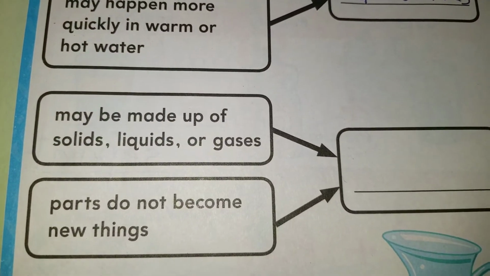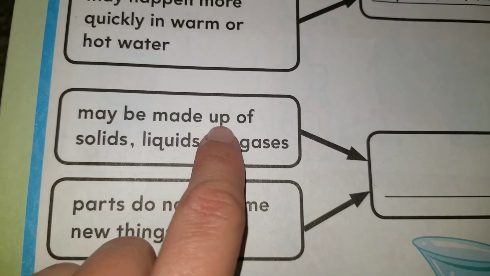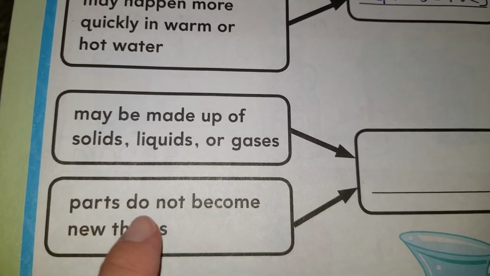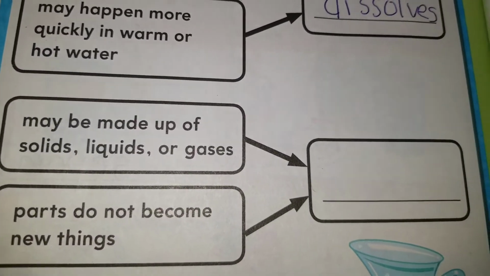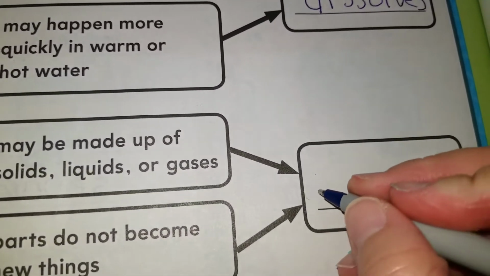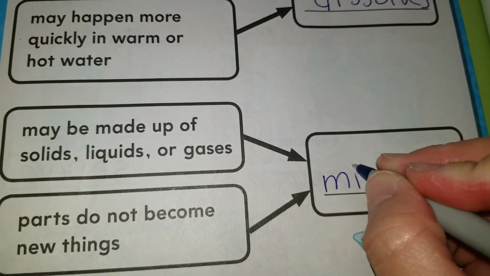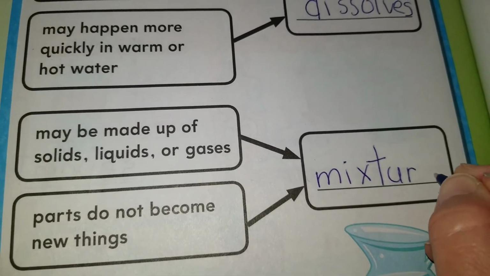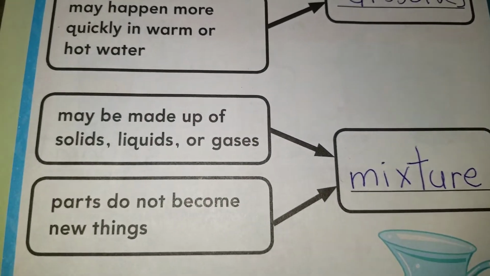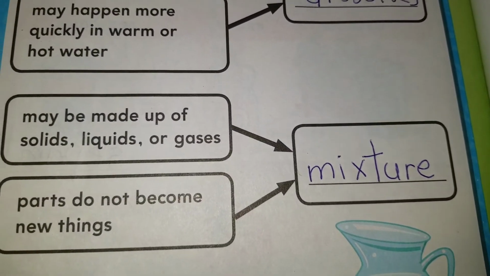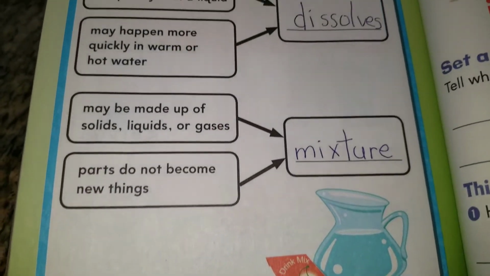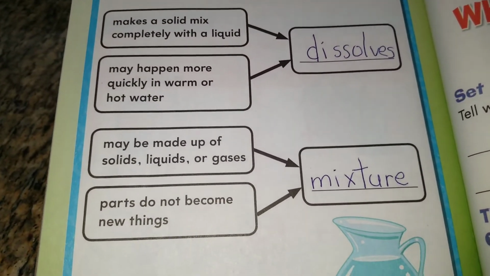Then the next one, it says may be made up of solids, liquids, or gases. Parts do not become new things. This is a mixture. When the parts remain what they are, like in the fruit salad, the strawberry remains the strawberry and the banana remains the banana, that is called a mixture. This is a mixture. And I think that's it. Yeah, that's it.